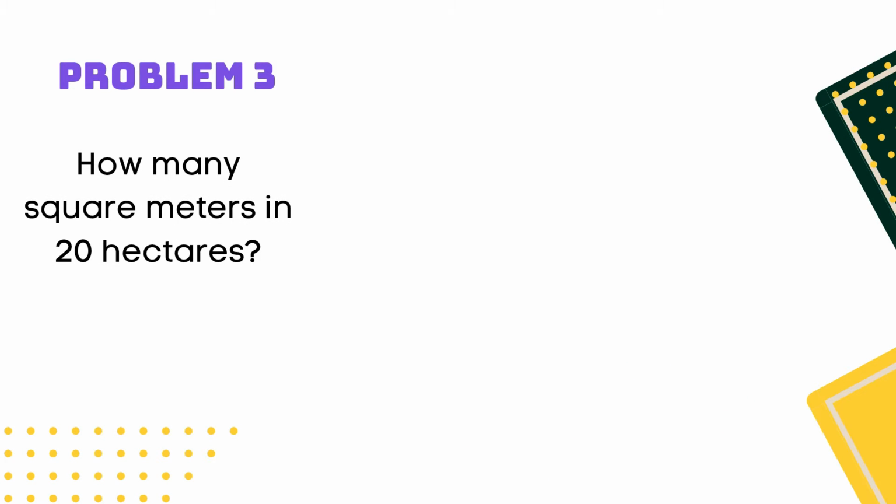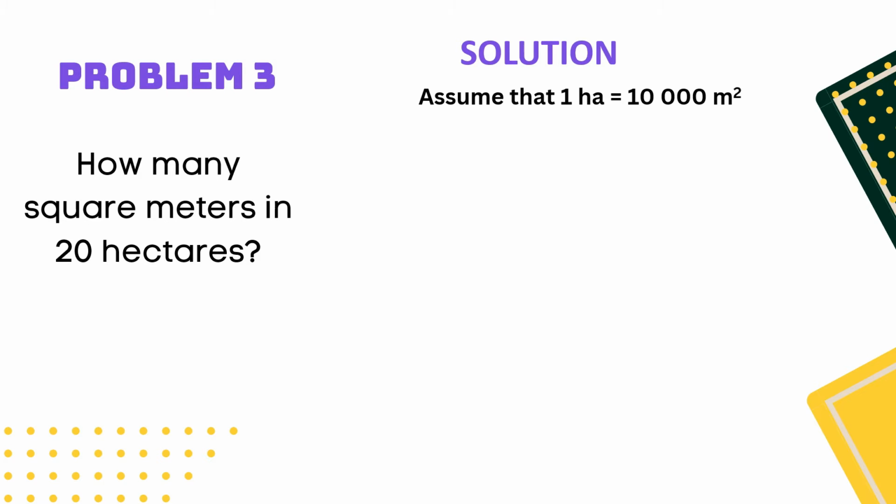This is our third problem. How many square meters in 20 hectares? So this time, we're going to convert a metric unit to another unit. The solution in our problem is that we're going to assume that 1 hectare is equal to 10,000 square meters. Okay, let's convert 20 hectares to square meters.